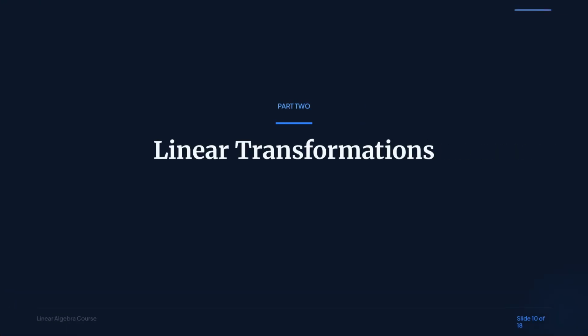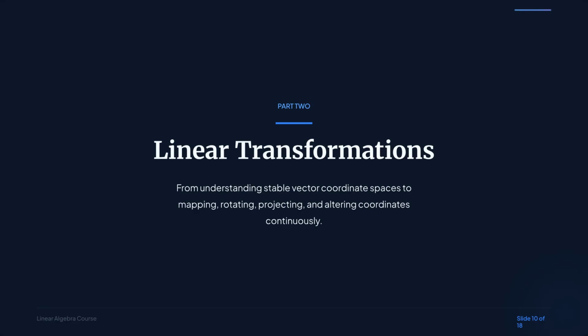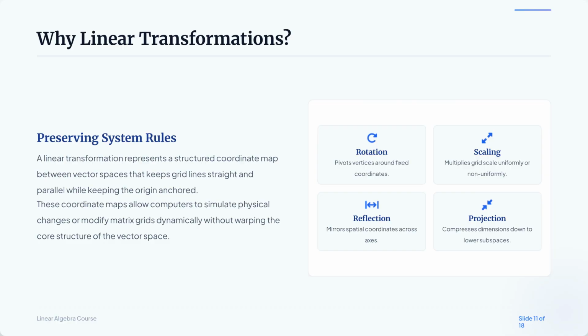In the second part of this video, we move to linear transformations. This involves mapping, rotating, projecting, and altering coordinates while keeping the underlying structure of the vector space intact. Linear transformations are maps that keep grid lines straight and parallel. We are going to see this later on. Common transformations include rotation, scaling, reflection, and projection, each providing a way to manipulate data without warping the core structure of the space.